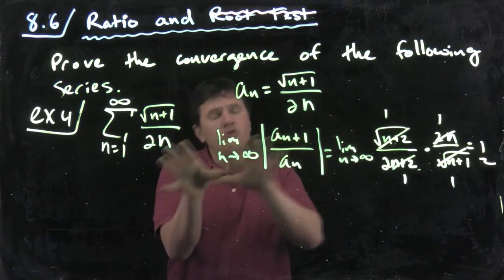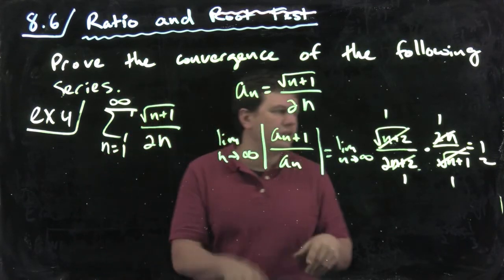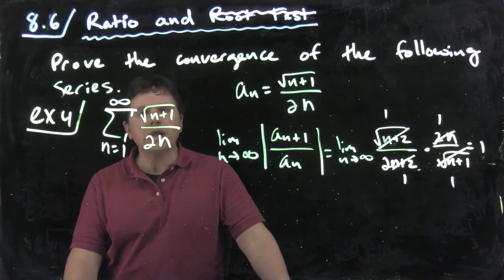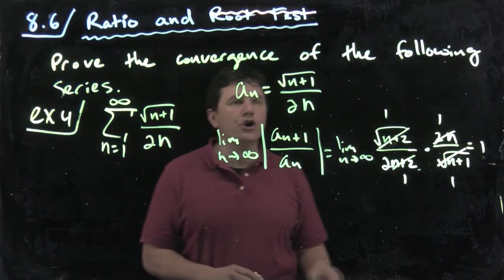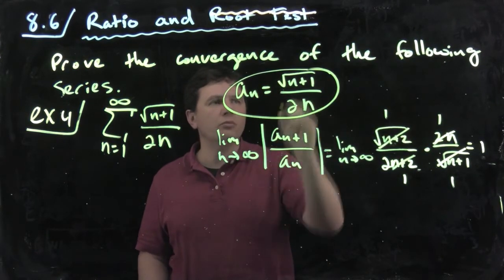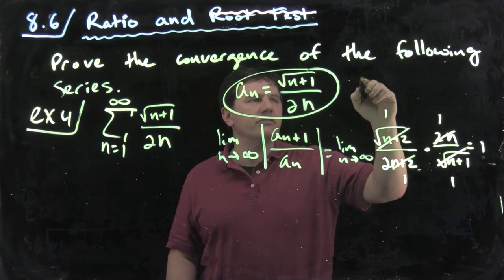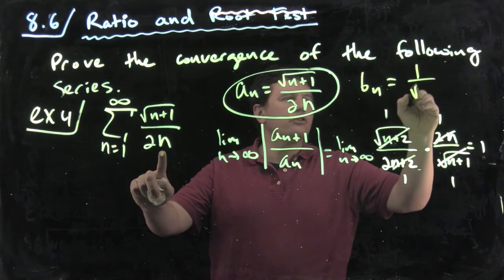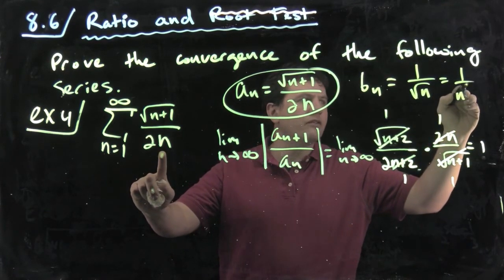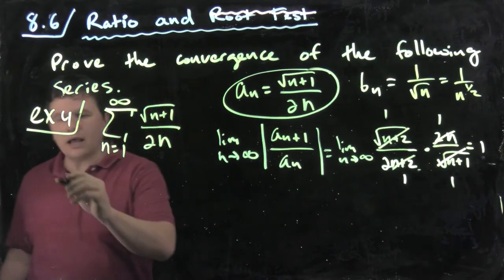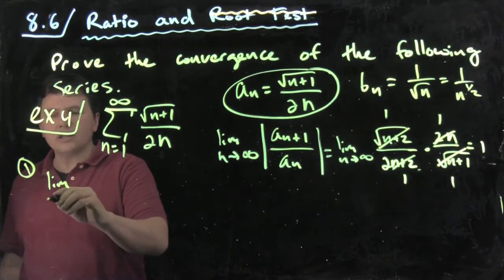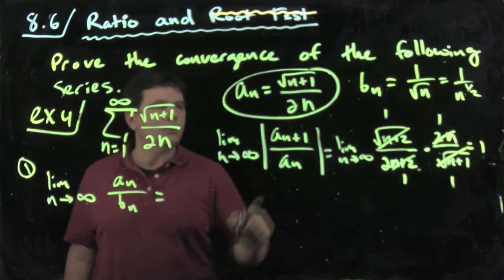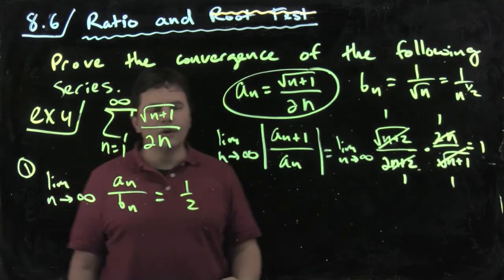So if you do happen to stumble across this, and probably at some point most of you will, where you get your ratio test to be inconclusive, you get 1, then that should indicate to you that what we're going to do here is a p-series or a limit comparison with a p-series, which I'm going to do here. So here's my a sub n. I'm going to compare that to 1 over the square root of n, or 1 over n to the 1/2, okay? So just like we've done before, step 1, the limit as n goes to infinity of a sub n over b sub n is equal to 1/2, okay?